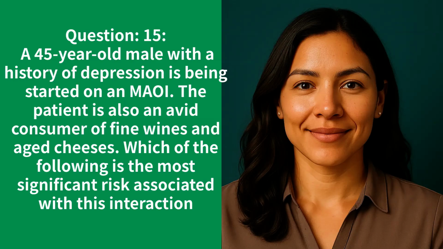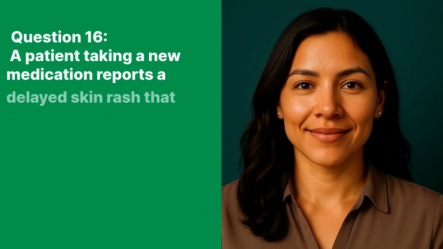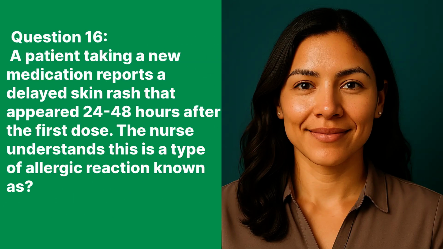Question 15. A 45-year-old male with a history of depression is being started on an MAOI. The patient is also an avid consumer of fine wines and aged cheeses. Which of the following is the most significant risk associated with this interaction? The correct answer is C. MAOIs inhibit the enzyme that breaks down tyramine. Consuming tyramine-containing foods like aged wines and cheeses can lead to a dangerous buildup of tyramine in the body, causing hypertensive symptoms.